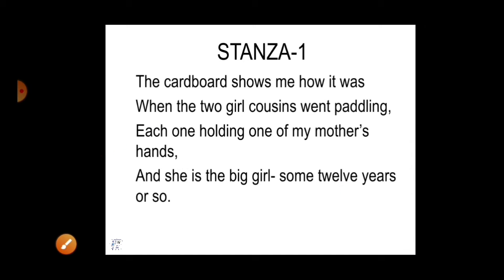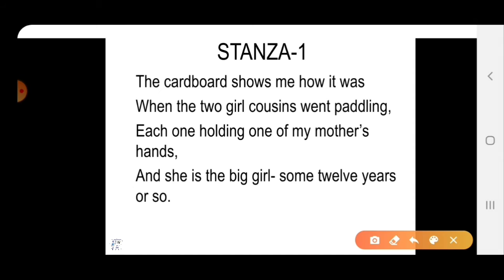Now we will read stanza 1. The cardboard shows me how it was when the two girl cousins went paddling, each one holding one of my mother's hands, and she is the big girl, some 12 years or so. The cardboard is the photo frame, shows me how it was when the two girl cousins went paddling. Paddling means walking. Each one holding one of my mother's hands, and she is the big girl, some 12 years or so.